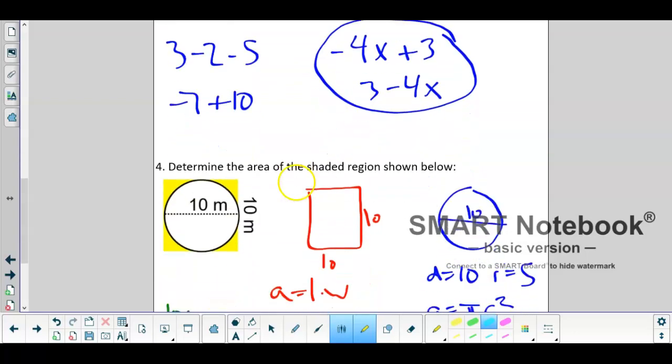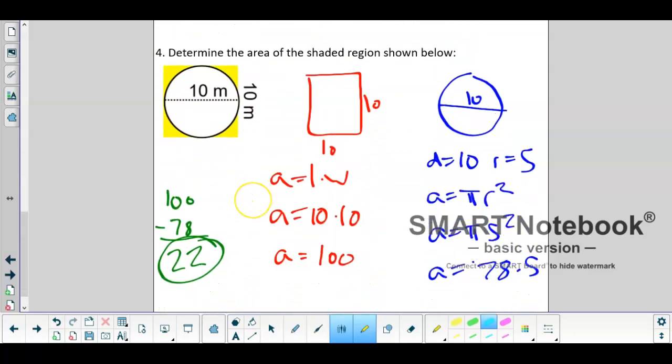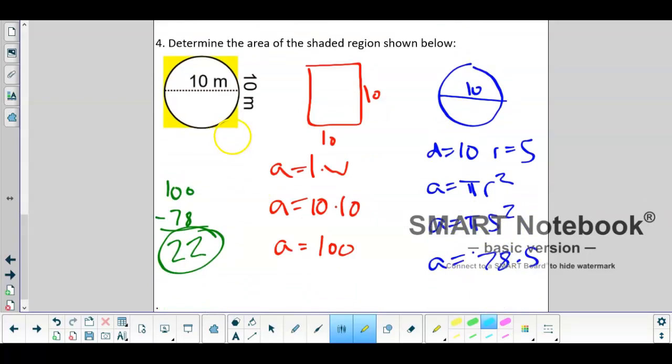And then the last one, number four, we're determining the area of the shaded region below. First thing I noticed is that I have two shapes. I have a square labeled 10. So if it's a square and I know one side is 10, it's also showing me that the width could have been 10 here by the diameter line of the circle. Now I know that if I wanted to find the area of that, I would do length times width. I did 10 times 10, and I would have found that if this was just a square, the inside of that square would have had an area of 100 square meters.